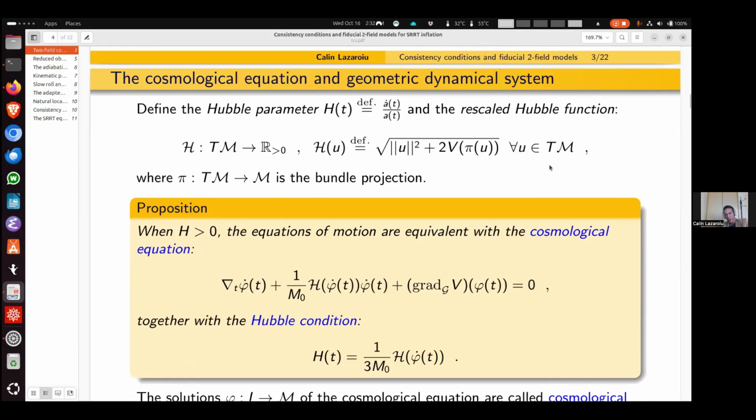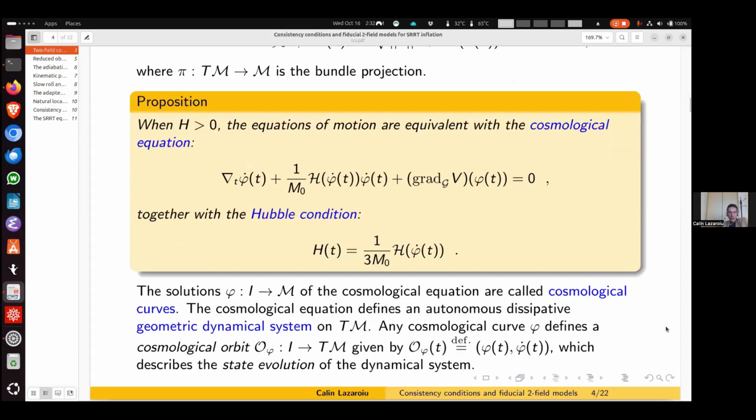You get a real positive number, to which you add another real non-negative number, namely the norm of u with respect to the Riemannian metric G squared. And then you take the square root. So clearly you get a smooth function, because we assume that V is strictly positive. So you never hit the value 0 where the square root might fail to be smooth. So it is a smooth function from TM into the positive half axis. Okay, so that's the rescaled Hubble function.